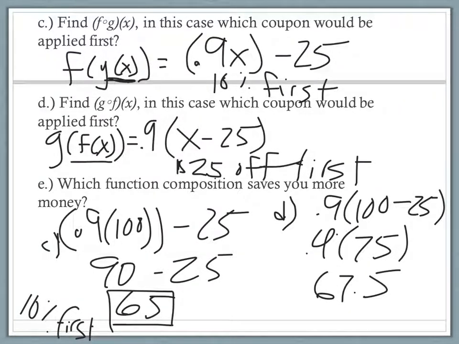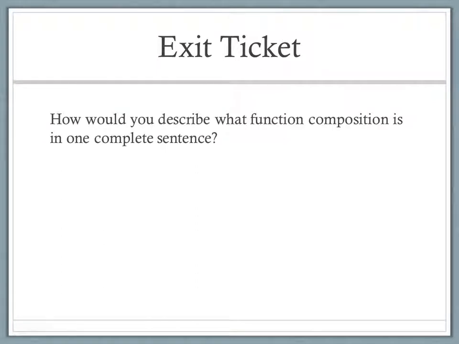Now go ahead and try your X ticket. The X ticket is just how would we describe composition or function composition in a complete sentence. My sentence would probably be something along the lines of: function composition is substituting one function in for another. Go ahead and finish this and then get started on the practice problems.